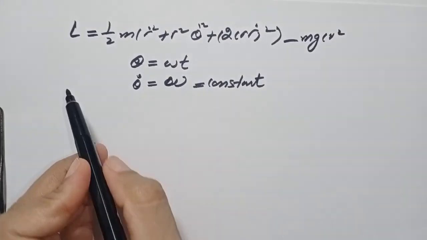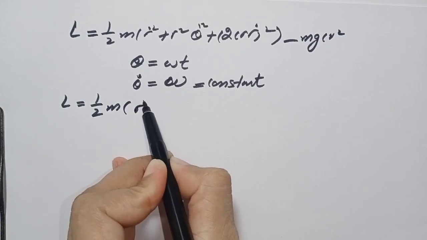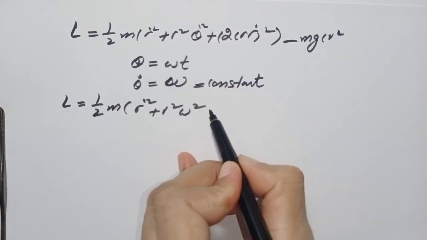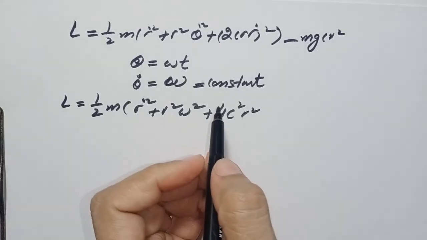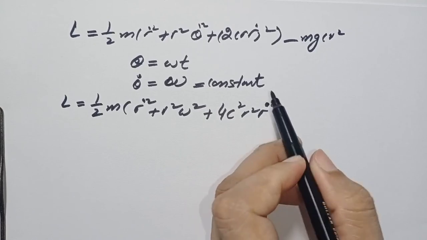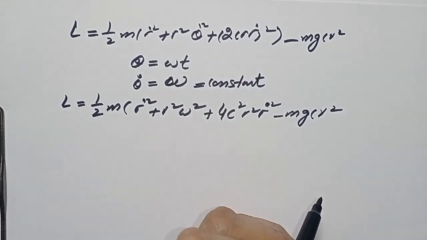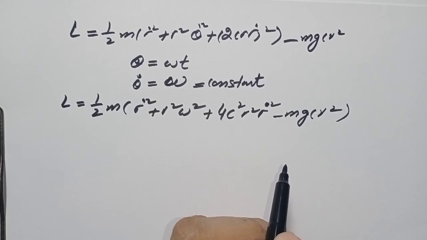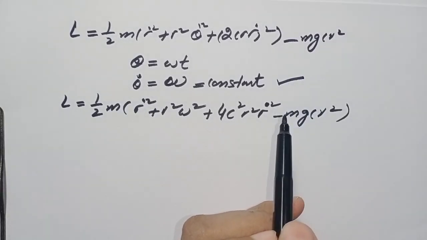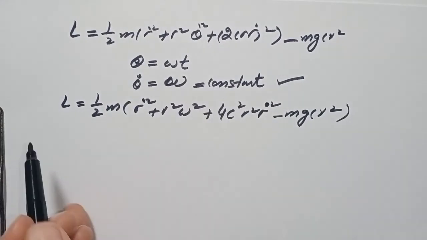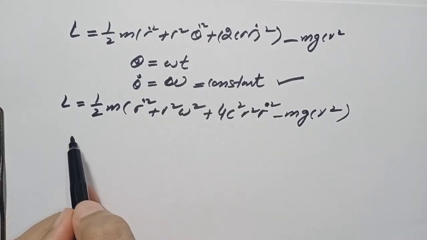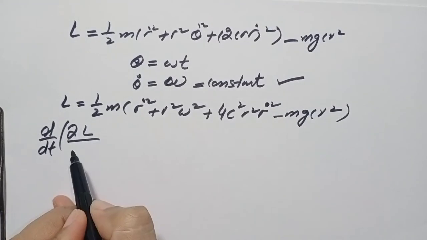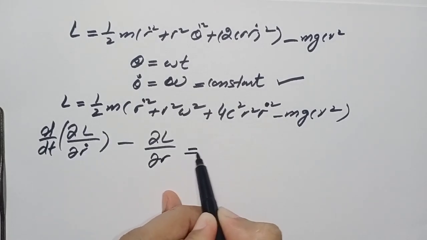So replacing theta dot with omega, the Lagrangian will be half m r dot square plus r square omega square plus this term 4 c square r square r dot square, minus m g c r square. So now this equation is converted to one generalized coordinate r due to this condition. So we can find the Lagrange equation of motion: d by dt of partial L over partial r dot, minus partial L over partial r.